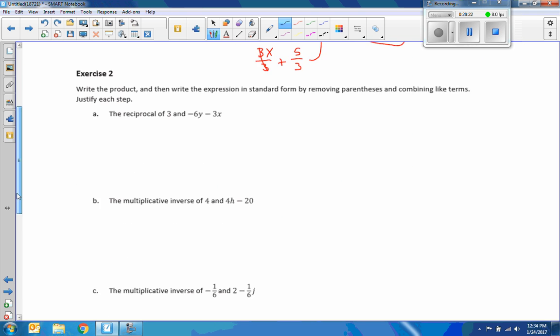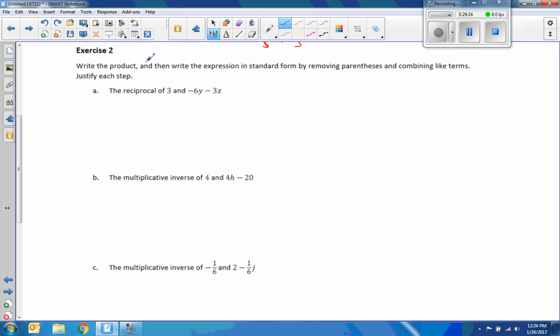Okay. Number 2. Write the product and then write the expression in standard form. So here's the word product. And there's the word and. Product means to multiply, so I'm going to put a multiplication symbol where I see the word and. The reciprocal of 3. That's the same as inverse, 1/3. And I'm going to multiply it by negative 6y minus 3x.